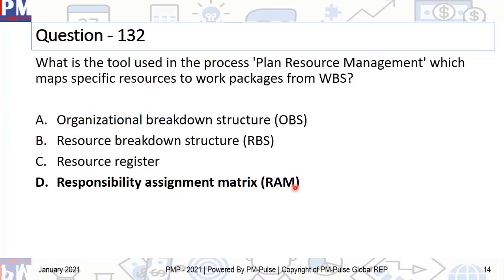By the way, if in the question instead of RAM they had written RACI, that would have also been the answer, because remember, RAM is equal to RACI. Perfect. All right. What if the question said, which is the tool which actually links functions and organizations to specific packages of WBS? Then the answer would have been organizational breakdown structure, right? That is just to answer the question that you might have had, okay, then in what case do we use OBS? Right, there you go.